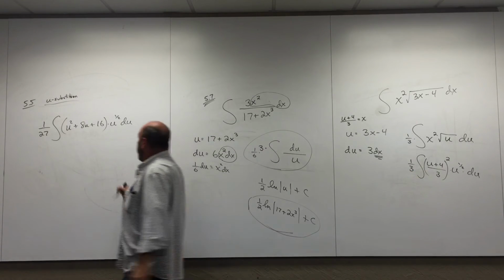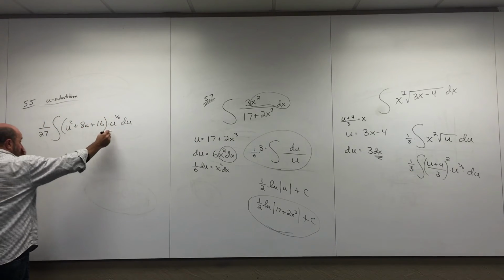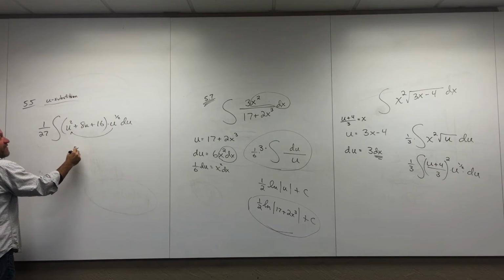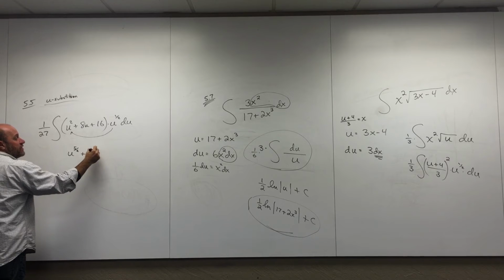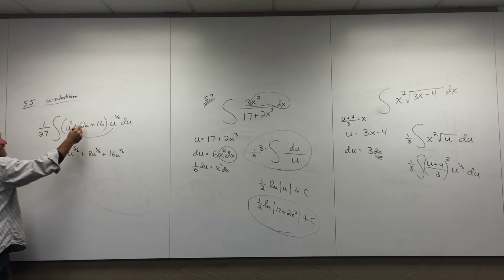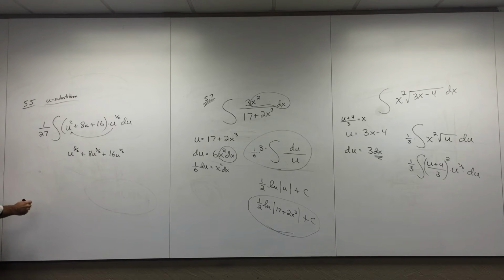Now, I think I would distribute this. That means multiply. That means add exponents. This is u to the 5/2. This is 8u to the 3/2. This is 16u to the 1/2. I think that's what I did. I just added exponents. Guess what? I still haven't integrated.